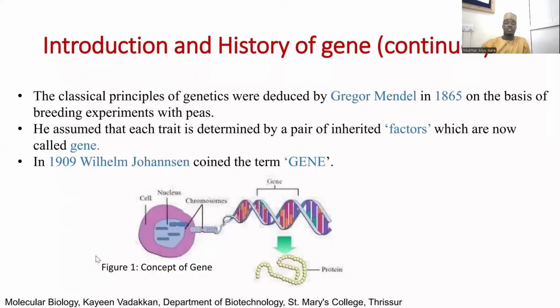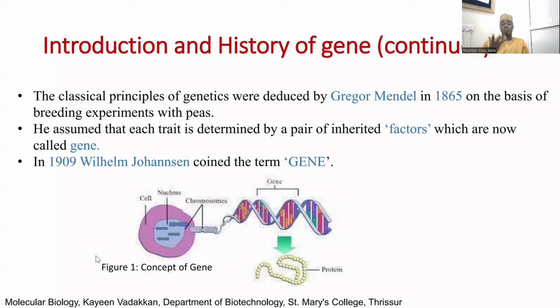So now the next thing is the introduction and history of gene. The classical principles of genetics were deduced by Gregor Mendel in 1865 on the basis of breeding experiments with peas. He assumed that each trait is determined by a pair of inherited factors, which are now called genes.